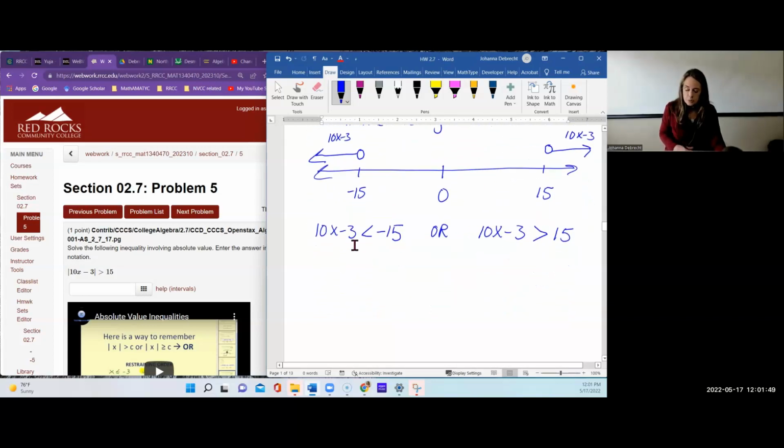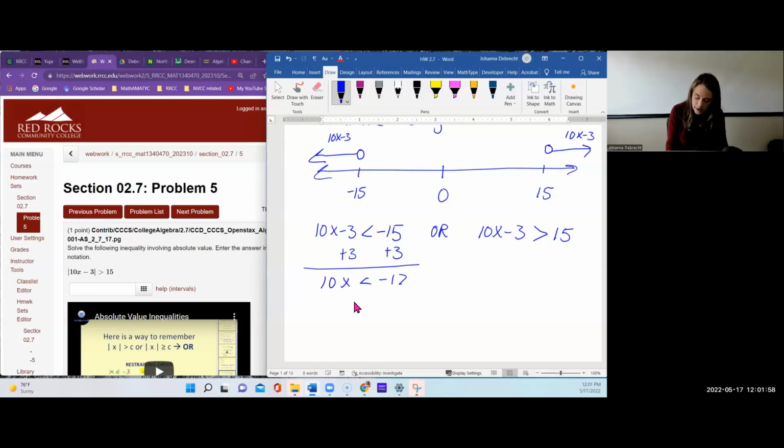Now I solve these two problems separately. Add 3 to both sides of this inequality, and I get 10x is less than negative 12.